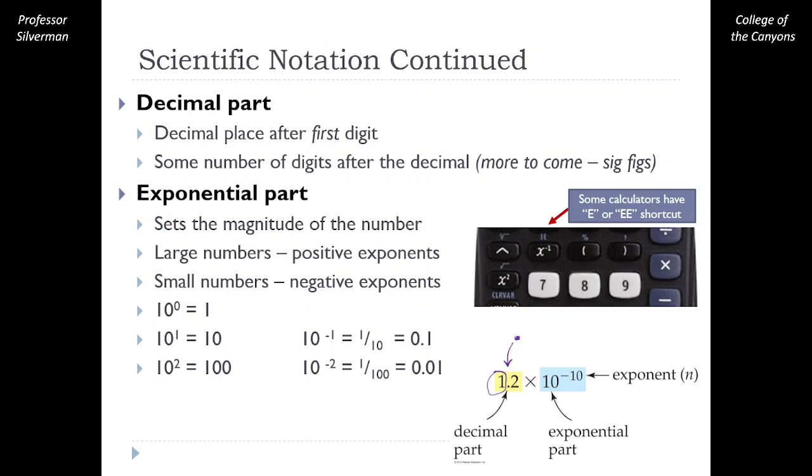There is a calculator shortcut here. Some calculators have a capital E button or a capital EE button. That capital E can take the place of times 10 raised to an exponent. So our number down here in our example could be typed into the calculator as this. Sometimes the calculator has 2 E's, sometimes just 1. Experiment and see what yours does for you.